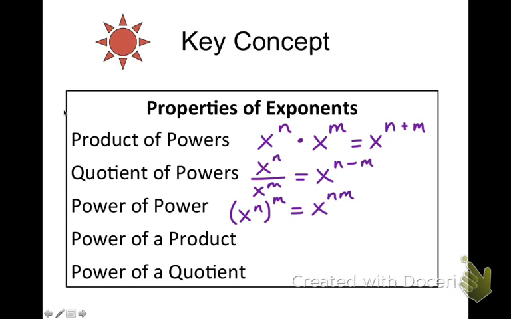Power of a product. So if I have two different things, or 3 or 4 or 5, it doesn't matter how many different terms I have inside of my parentheses, and I were to take it to a certain power, we need to make sure we have both of those terms taken to that one power. So xy to the nth power would equal x to the nth, y to the nth.